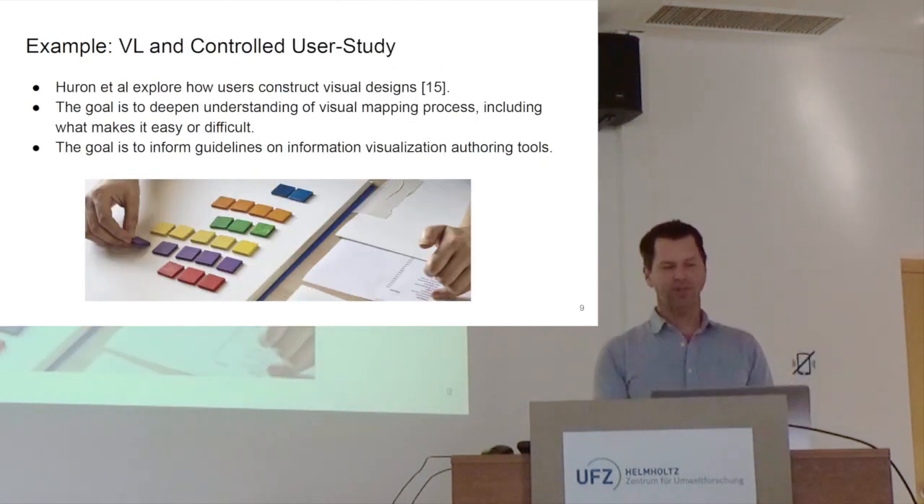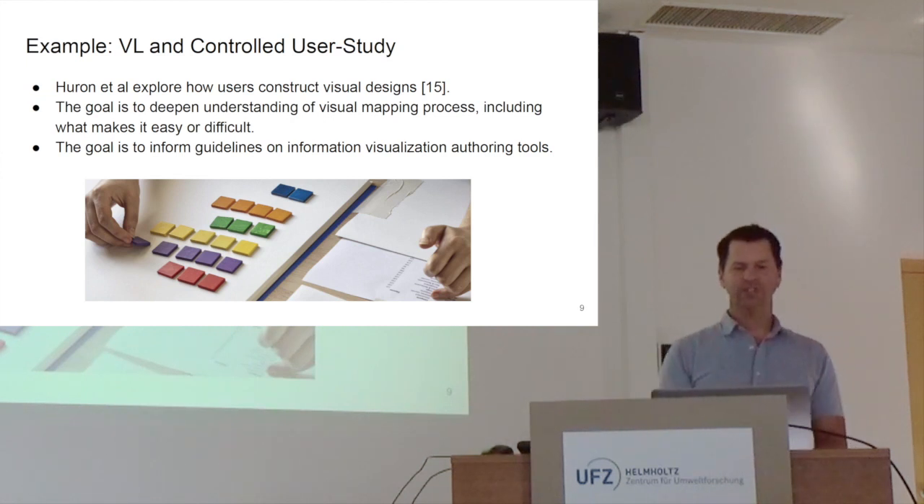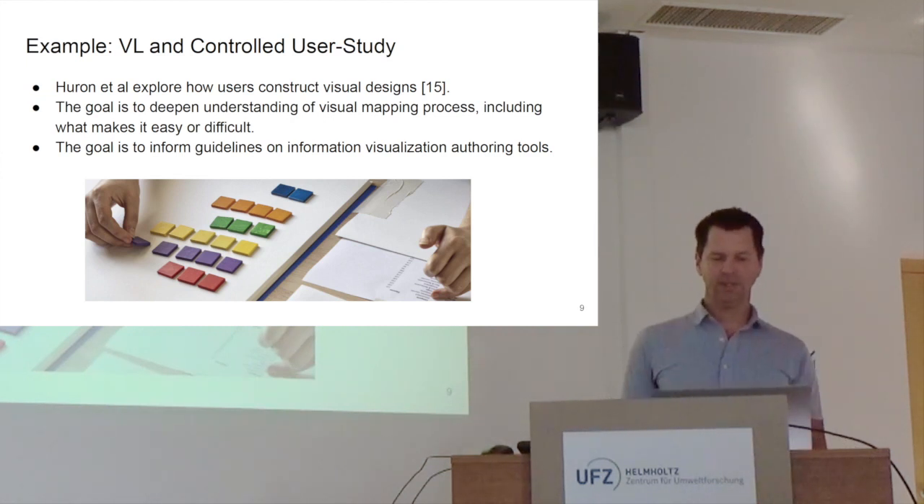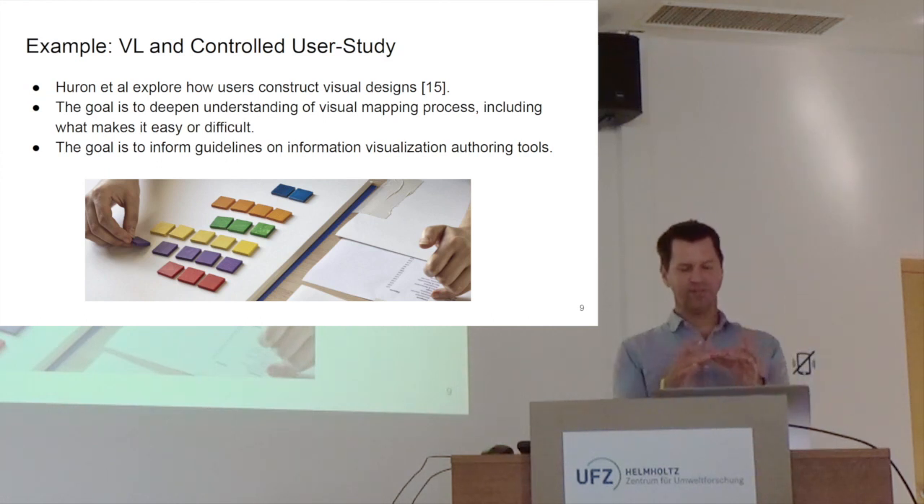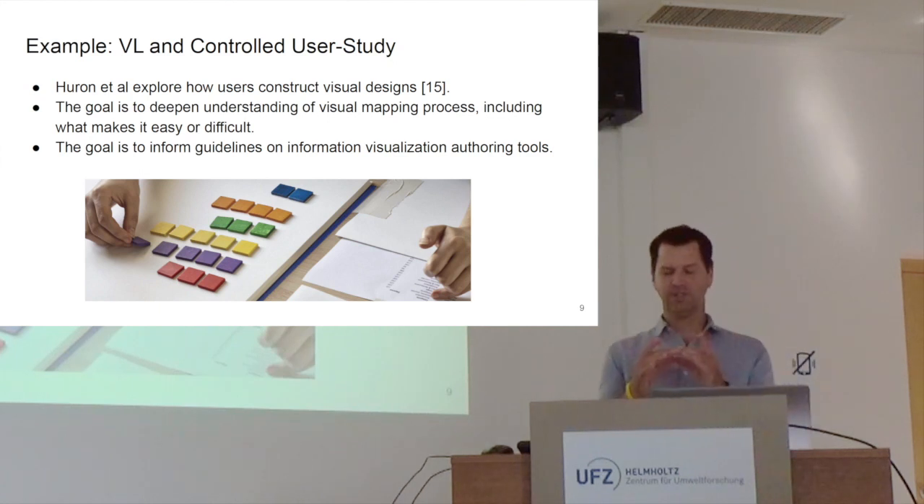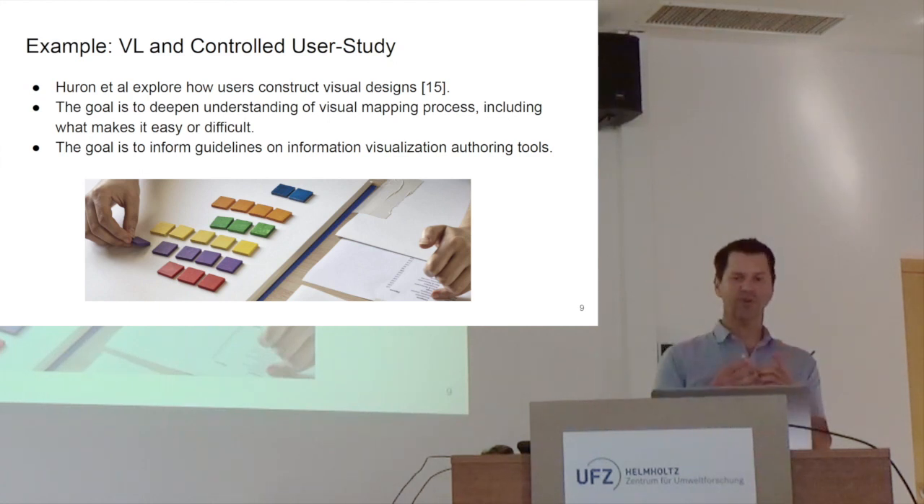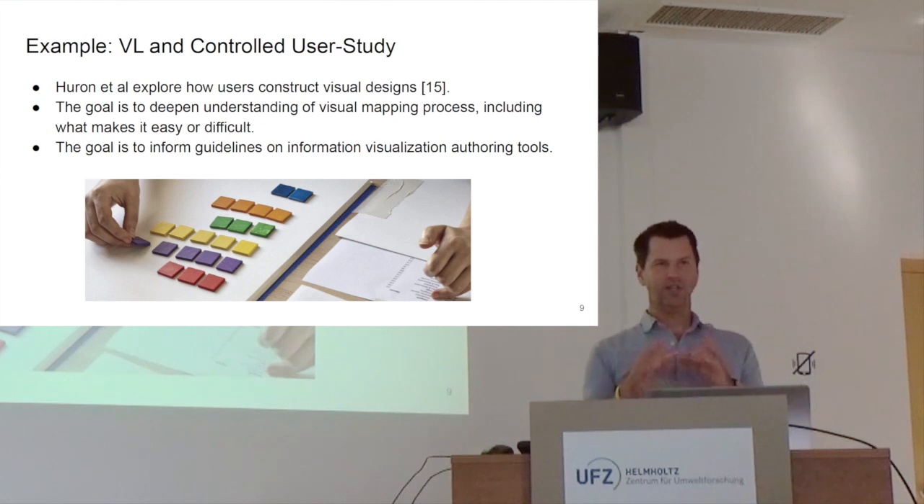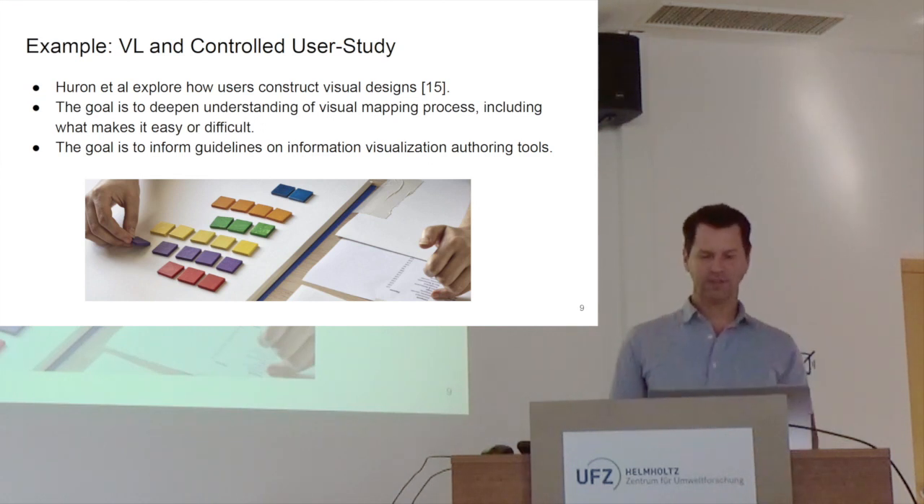This is an example of a controlled visualization literacy user study. Horan et al. explored how users construct visual designs. They were given a task, and they were given a set of tiles, and they were asked to represent a data set using those tiles in a controlled laboratory setting. So how would you visually represent the following data set using this set of colored tiles?